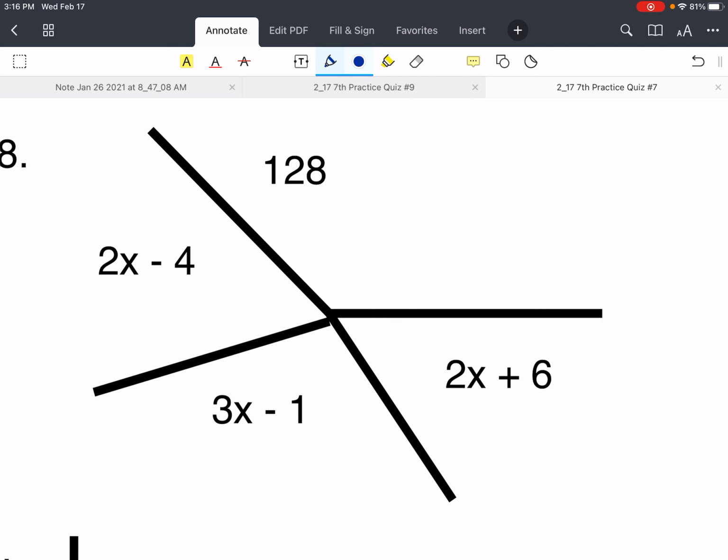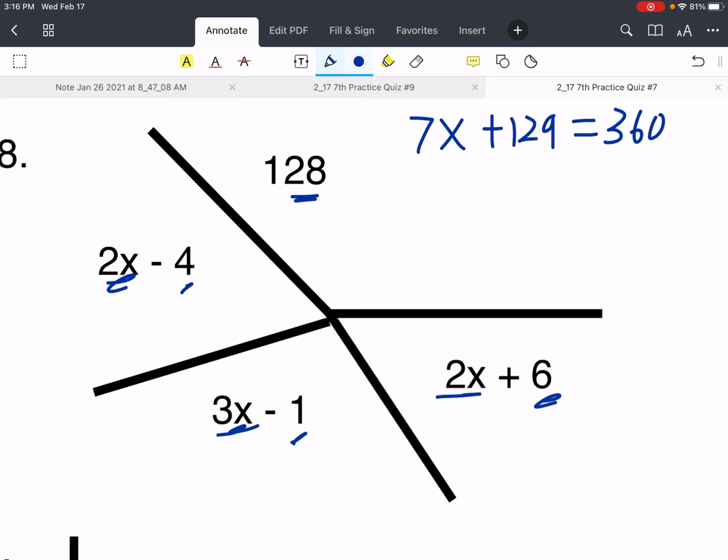So we have 4 angles. These angles make a circle, so they're going to add up to equal 360. So we're going to add up the x's. So that's 7x. And then we're going to add up these 4 numbers, which is going to get us plus 129. That's going to equal 360. Subtract 129 from both sides. We get 7x equals 231. Divide both sides by 7, and x equals 33.